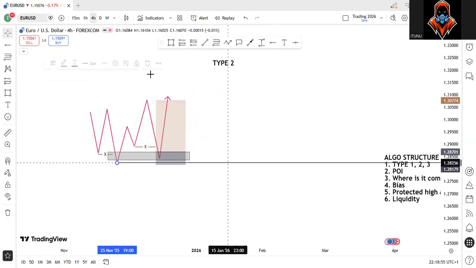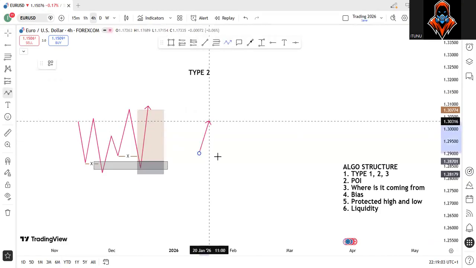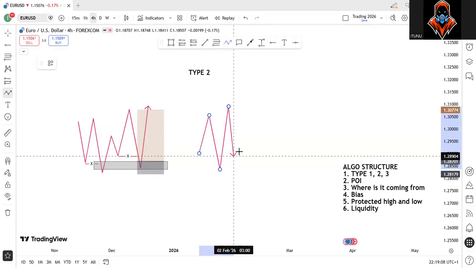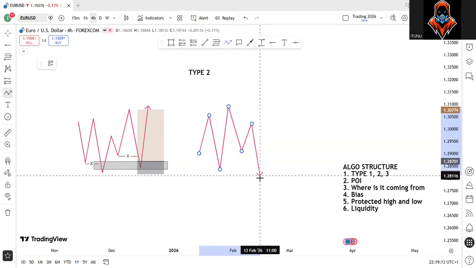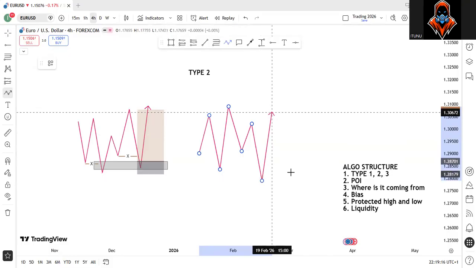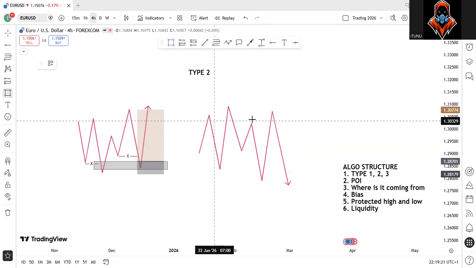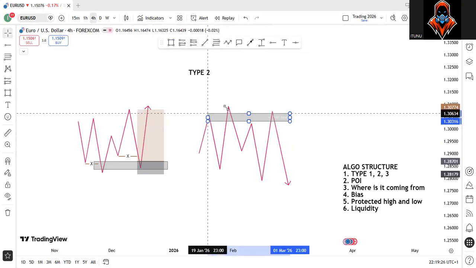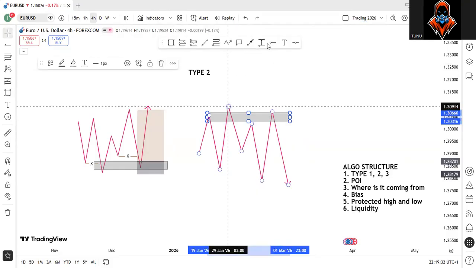For a bearish scenario, it looks like this. It takes out this high, then before taking out the overall low, it creates a substructure, then comes up to take out the overall target. Draw out our order block. This is going to be our order block, or this can be our order block. Draw it out. This is going to be our protected high.